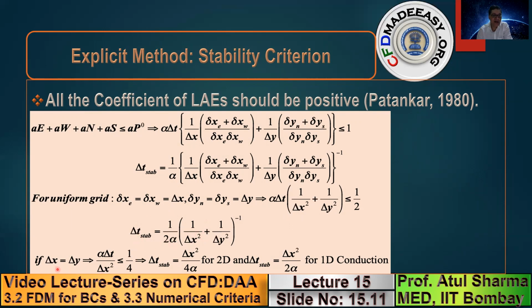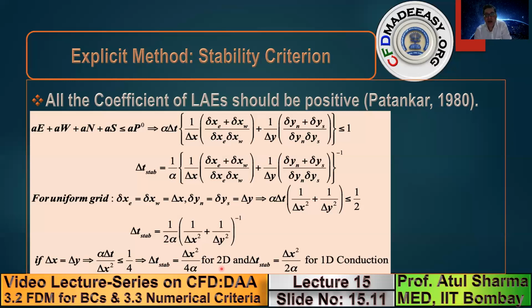As I said, if delta X equals delta Y in 2D conduction, then alpha delta T by delta X square should be less than or equal to 1 by 4, and the limiting delta T is given by this expression for 2D conduction, and for 1D conduction you get an expression like this. So the delta T stab for 1D conduction is twice the delta T stab for 2D conduction.